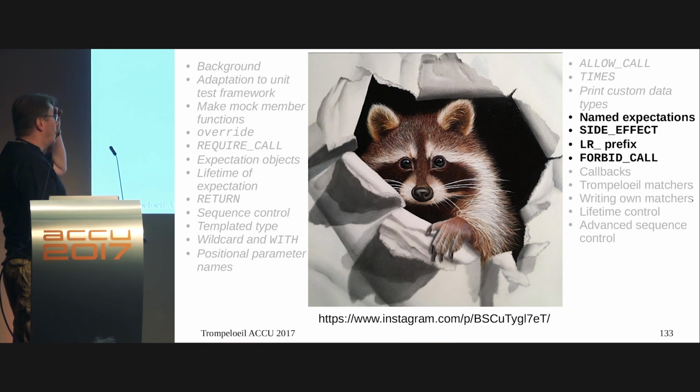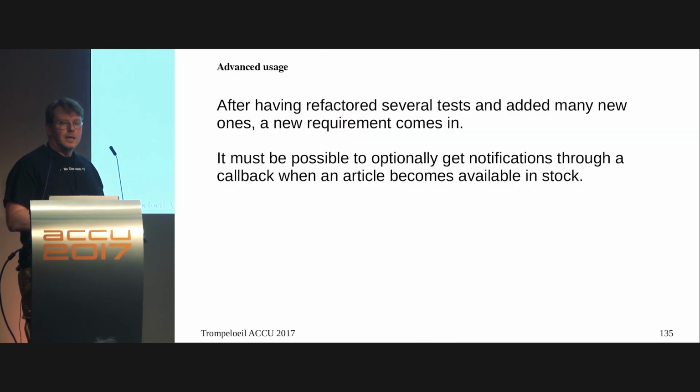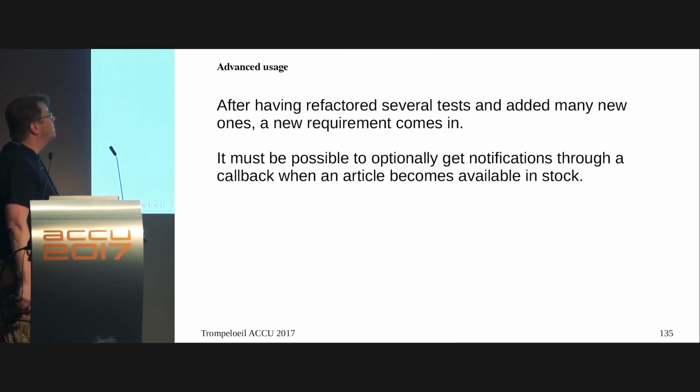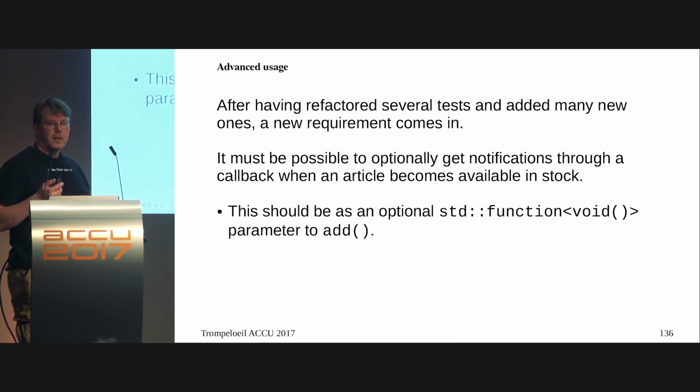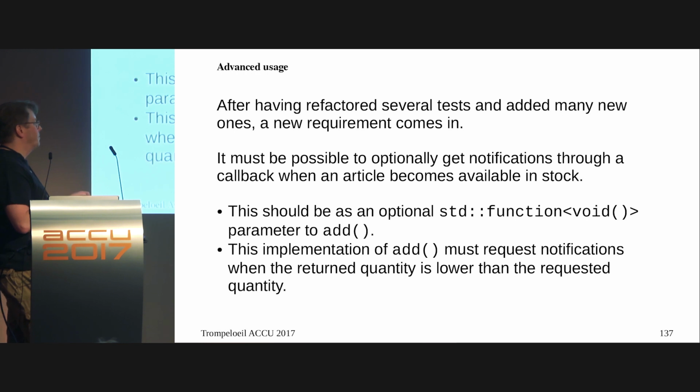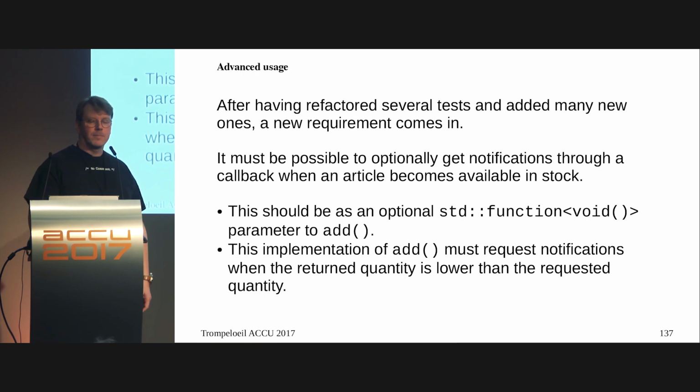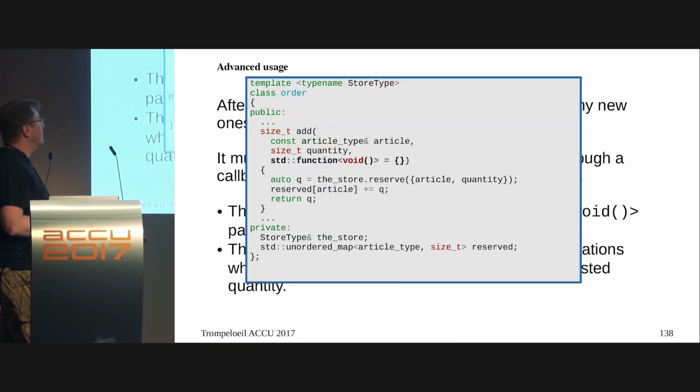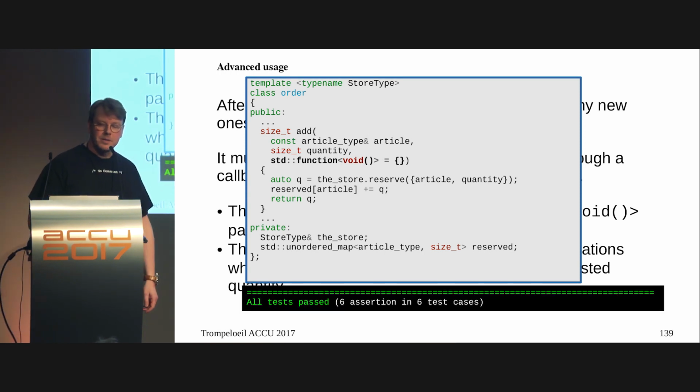Okay, so everything is fine, we're happy, and then in comes the evil product owner with new requirements. It must be possible to optionally get notification through a callback when an article becomes available in stock. And this should be an optional extra parameter to add, a std function. And the implementation of add must request notifications when the returned quantity is a disappointment. Okay, so a new function parameter that defaults to nothing; just a sanity check that I haven't destroyed anything.